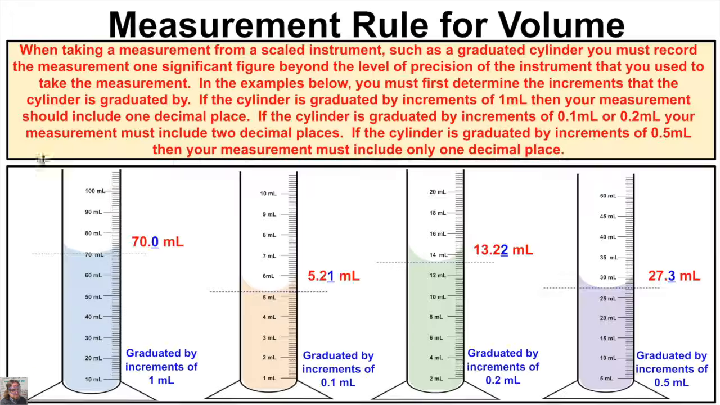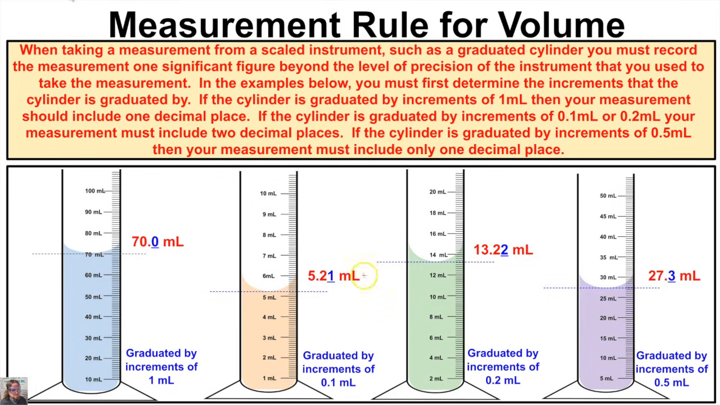So let's now take a look at how we're going to measure volume. It says right here that when measuring volume from a graduated cylinder, you must record the measurement one significant figure beyond the level of precision of the instrument that you use to take the measurement.